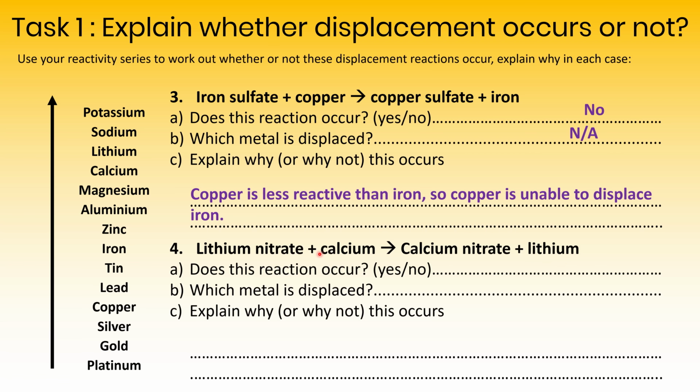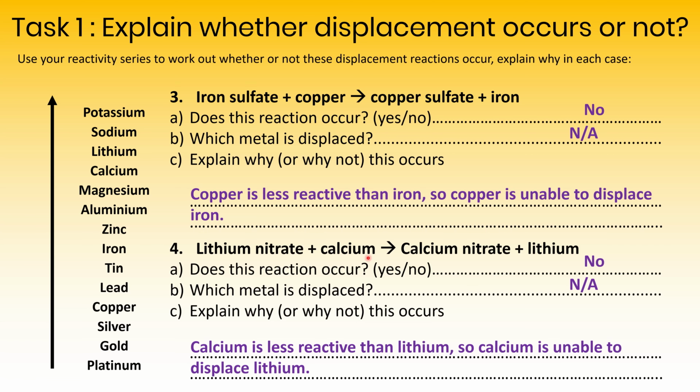Let's compare the reactivity of our incoming metal with the metal already bonded in a compound. Calcium is here on the reactivity series and lithium is here. This means that calcium is less reactive than lithium, so no, this reaction will not occur and neither metal has been displaced. We're going to say it doesn't occur because the calcium that's incoming is less reactive than lithium, so calcium is unable to displace lithium.